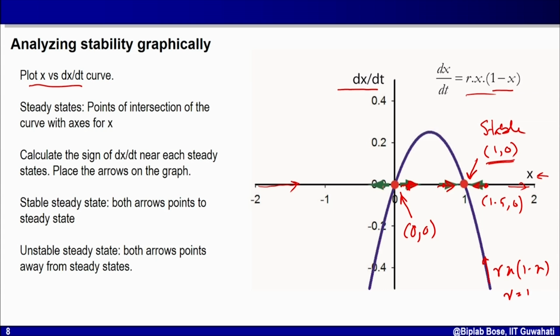Whereas if I take a smaller value of x, say minus 0.2 or something like this, and if I again calculate dx/dt using the ODE r times x times (1 minus x), I will get a negative sign. So the arrow points to lower value of x. So as I can see, for the 0, 0 point, both the arrows are moving away from 0, 0. This is my unstable steady state.